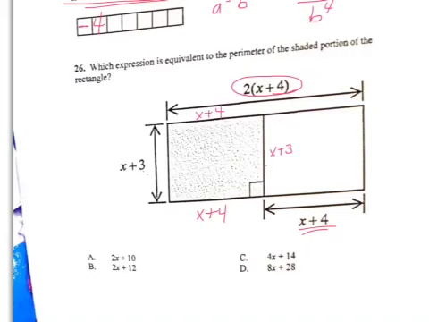Now to find the perimeter, you add up all the sides. So I count 1, 2, 3, 4 x's. And then 4 and 4 is 8, plus 3 and 3, which is 6, 8 and 6 is 14. So my answer is choice D.